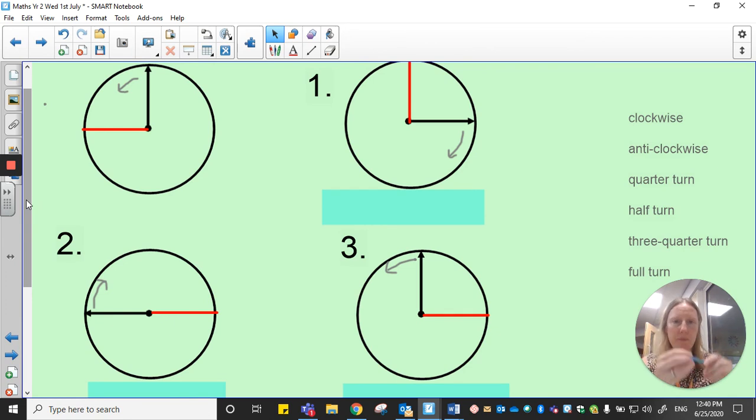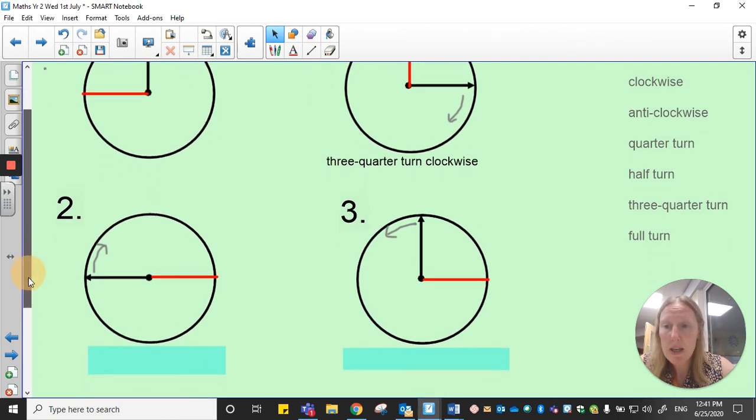So number 1, we're starting here. And the arrow told us it was going this way, and it stopped at the top. So it was going 1 quarter, 2 quarters, 3 quarters. And if we think that this is the way of the clock, 1, 2, 3, 4, 5, 6, 7, 8, 9, 10, 11, 12. So that one was going, check it, 3 quarter turn clockwise.